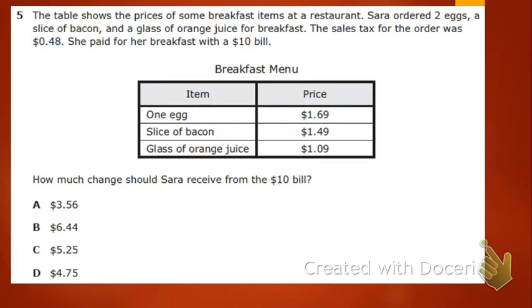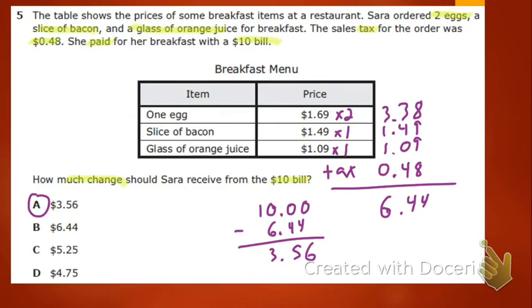All right, so next, number 5. I'd like for you to please go ahead and solve that one. Alrighty, so here, ladies and gentlemen, you should have had letter A as your answer, $3.56. Please make sure y'all read the questions carefully. Sometimes y'all rush for nothing.